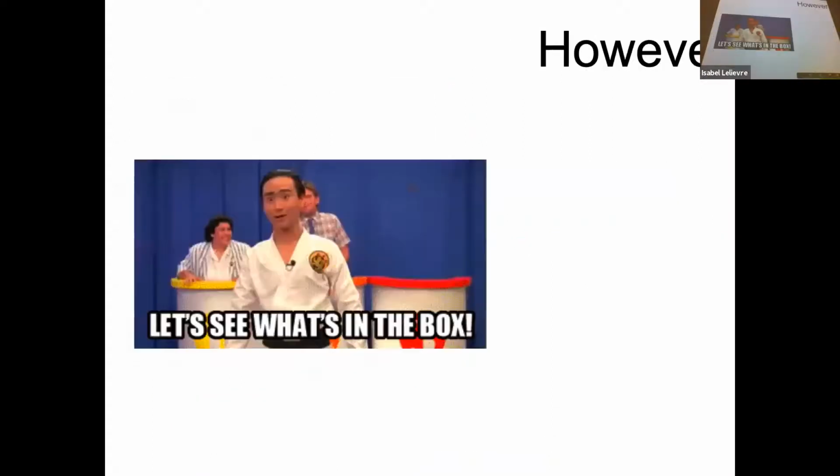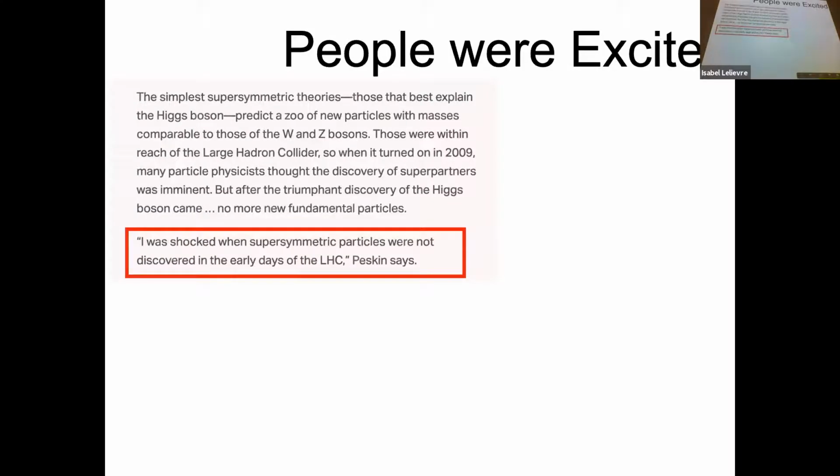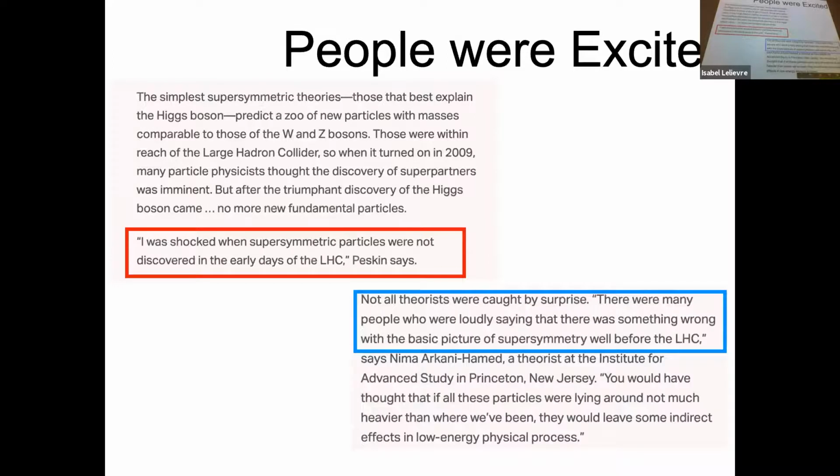And then the LHC turned on, and people were really excited, around 2009, 2010. People said we're going to find SUSY in the first few days of the LHC running. And of course there was nothing. There was actually a recent article asking about how shocked people were. I found this quote from Paskin, who said he was shocked supersymmetry wasn't discovered in the early days of the LHC. But to be fair, there are other quotes, this one from Nima, saying there were many people loudly saying that something's wrong with SUSY, well before the LHC.